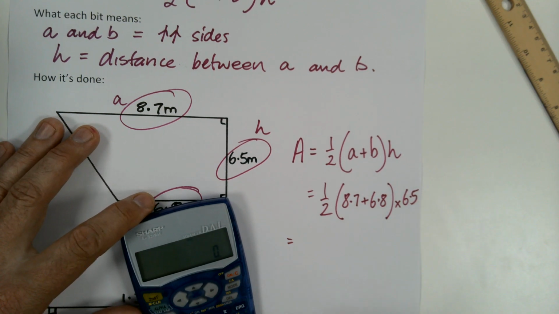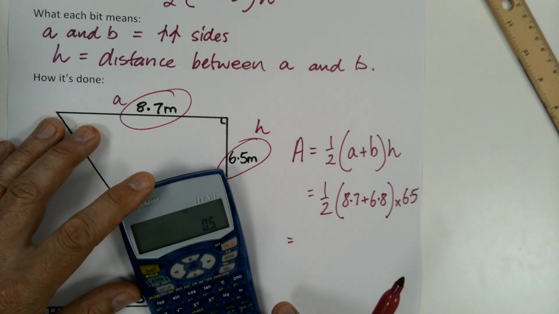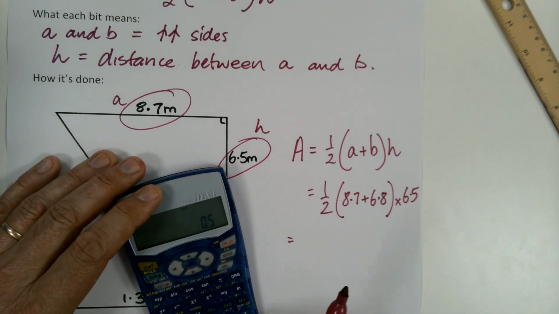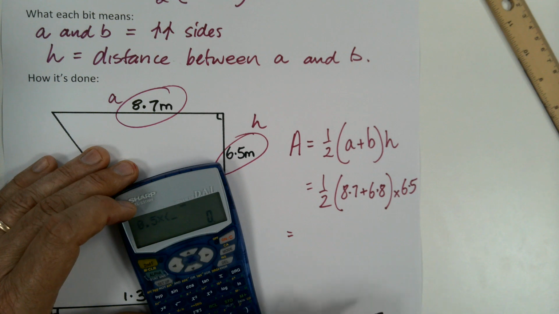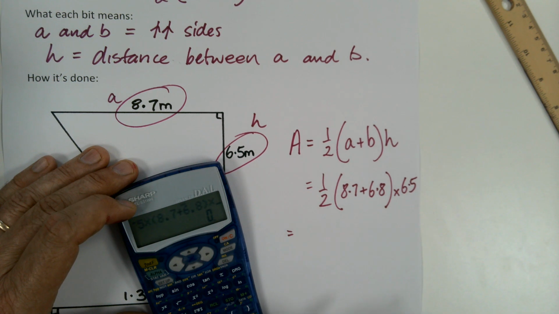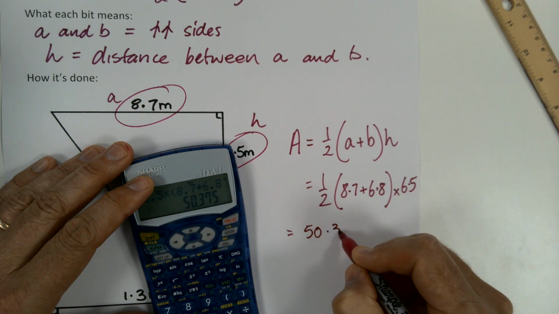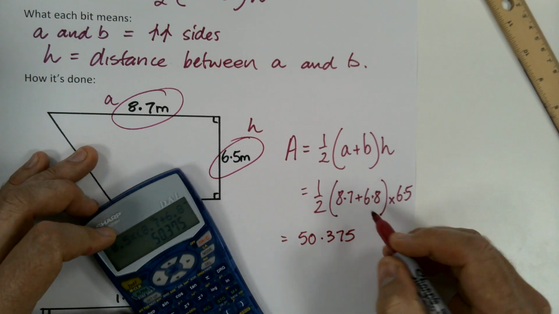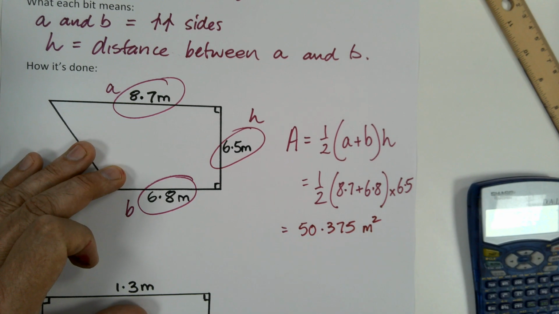So a half, that's just 0.5, or you can divide it by 2 at the end, that's easy, or if you want to use the fraction button, easy, whatever works. That's a half times the brackets, 8.7 plus 6.8, close the brackets, then times it by 6.5, 50.375 meters squared. Okay, that's easy done.